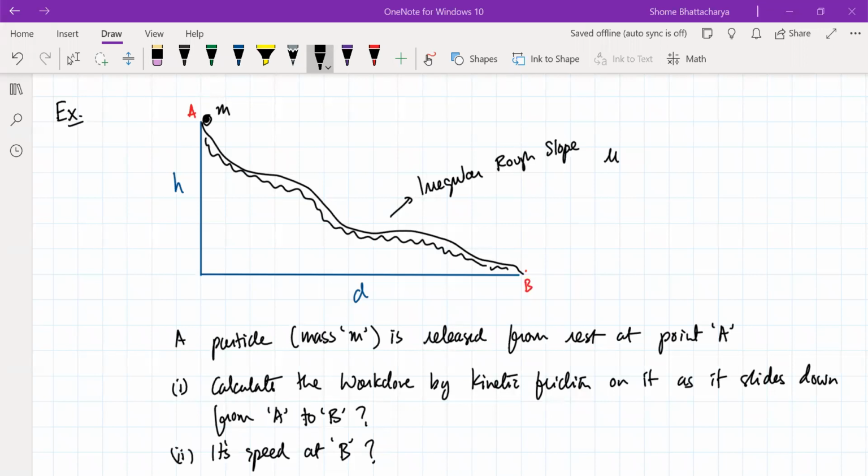Okay, you have to just be careful of the algebraic sign of the work done by friction. Ayush, your answer is almost correct, but be careful of the algebraic sign. Yes, now it's correct.